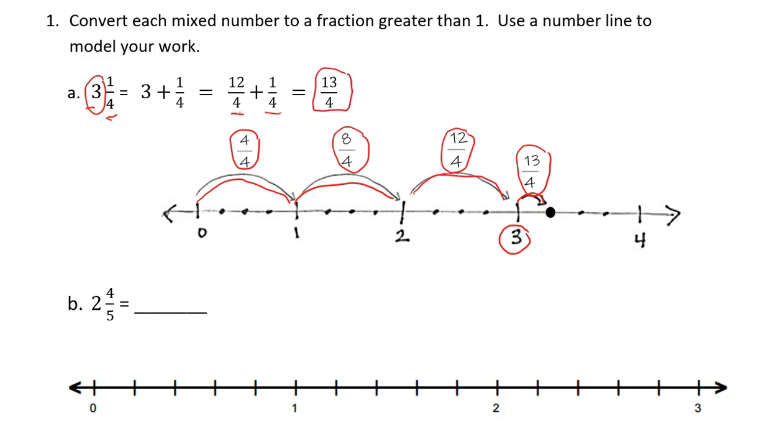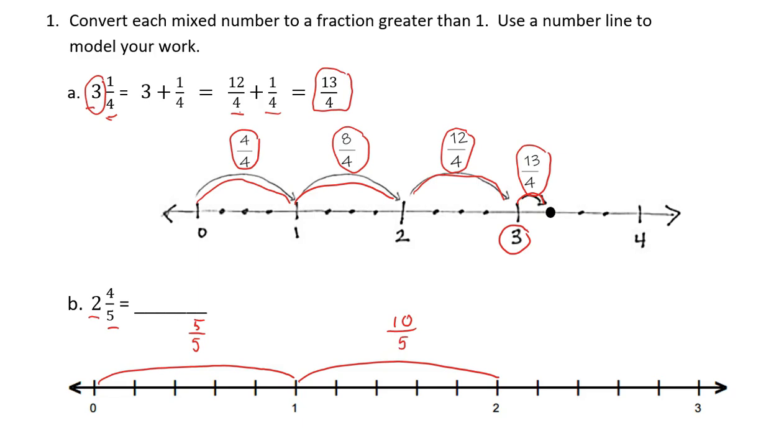If I look at problem B, I have 2 4/5. Since my denominator is 5, that means each whole number on the number line has been divided into 5 equal pieces. I will show how many fifths I have in my 2 wholes. When I hop from 0 to 1, that's 5 fifths, since it takes 5 fifths to make a whole. When I hop from 1 to 2, I've now used a total of 10 fifths.